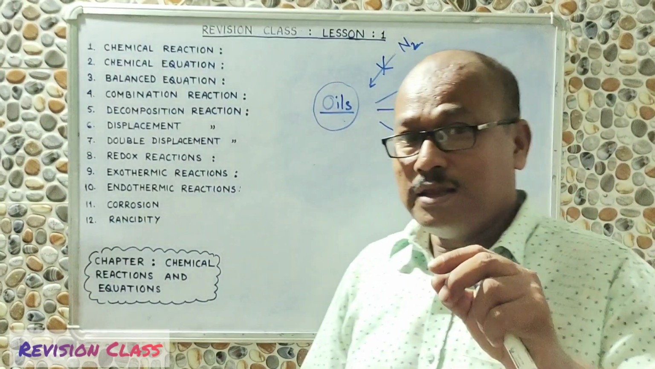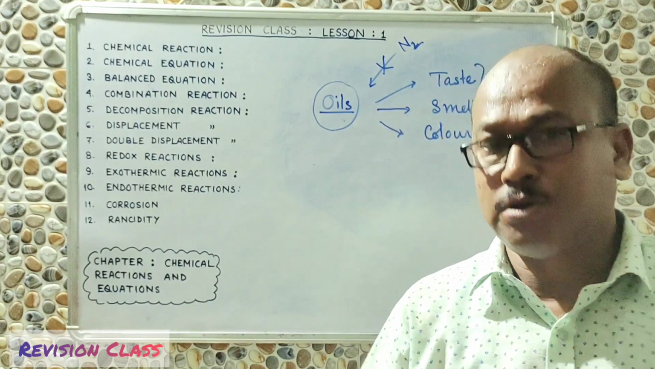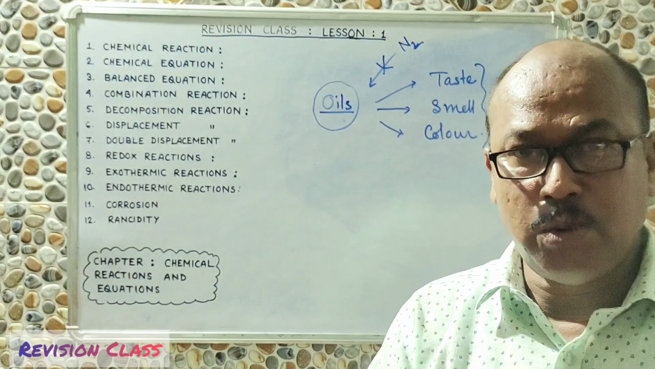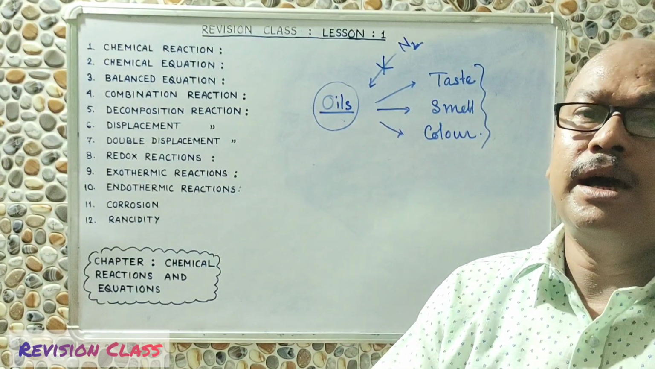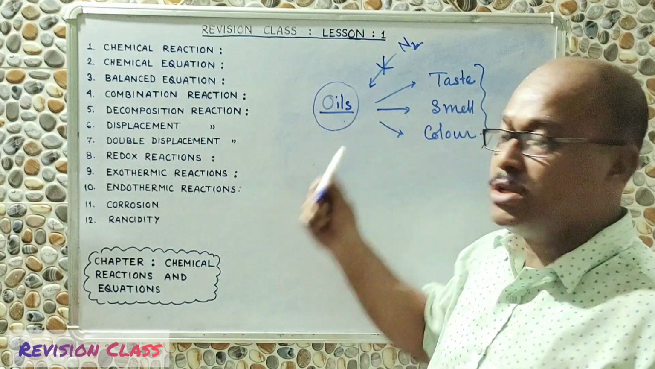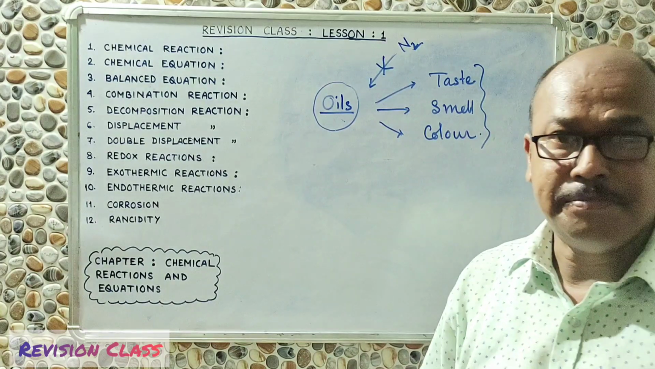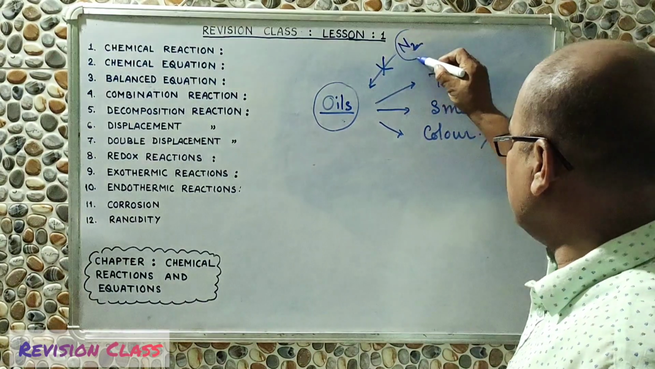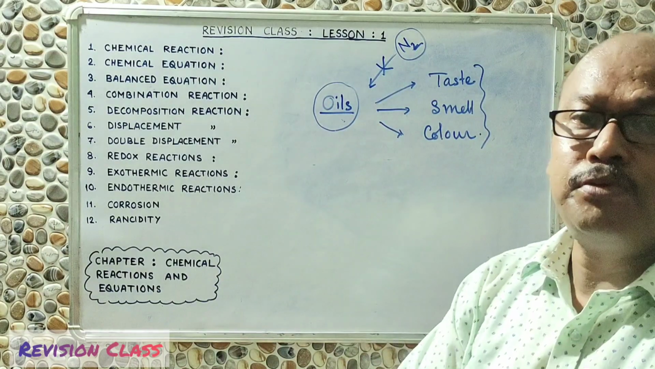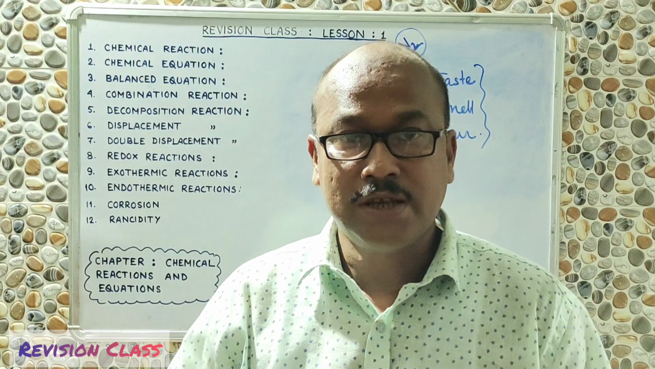This is why the chips packet is always filled with nitrogen gas. Remember, these potato chips were cooked in oil. They are packed, and inside the packet nitrogen is filled, and this nitrogen does not allow the oxygen to come in contact with the chips, and therefore the chips remain fresh for a long time. So compounds like nitrogen, which can cut the supply of oxygen and keep the food items in good condition for a long time, are called antioxidants.